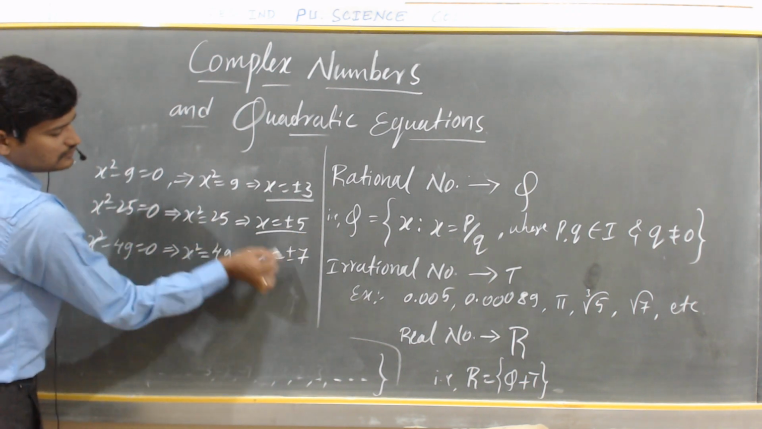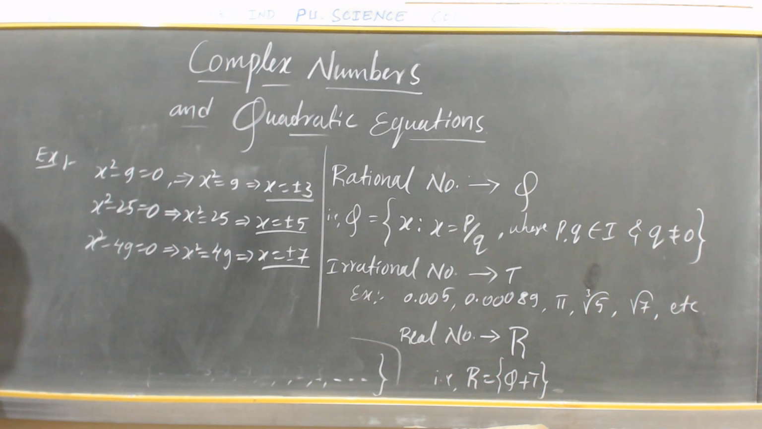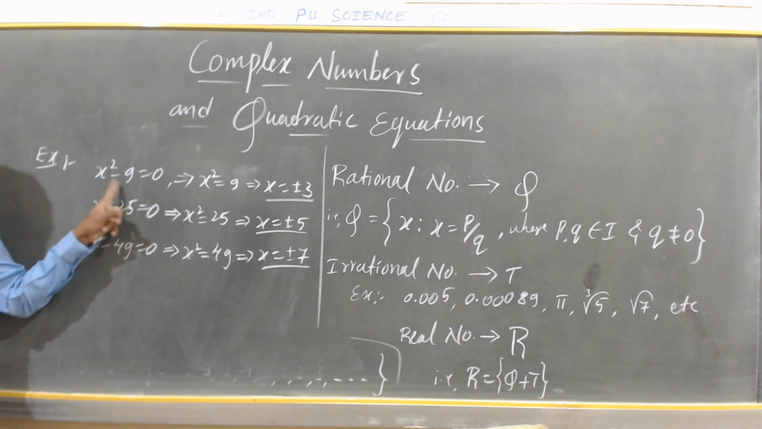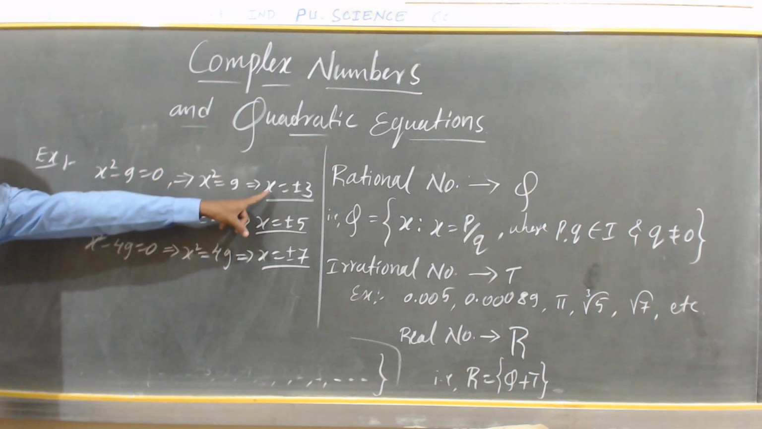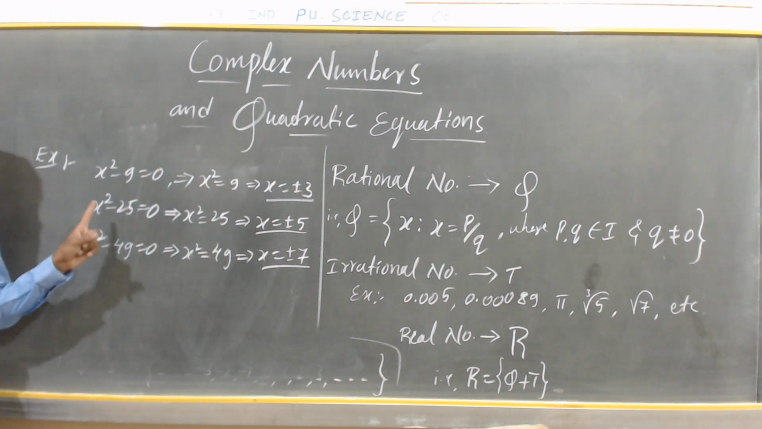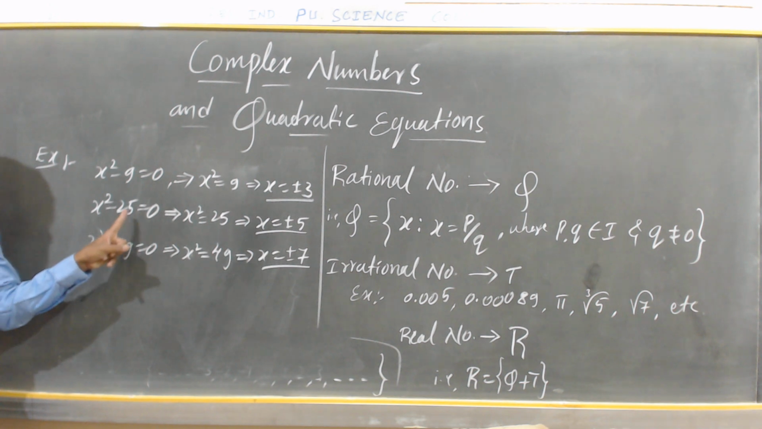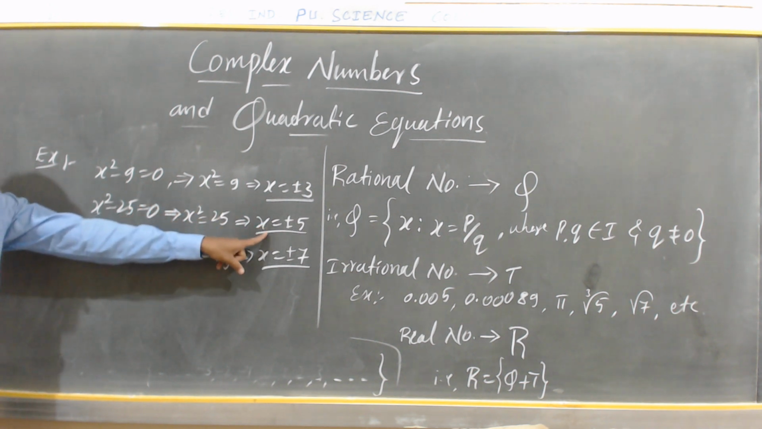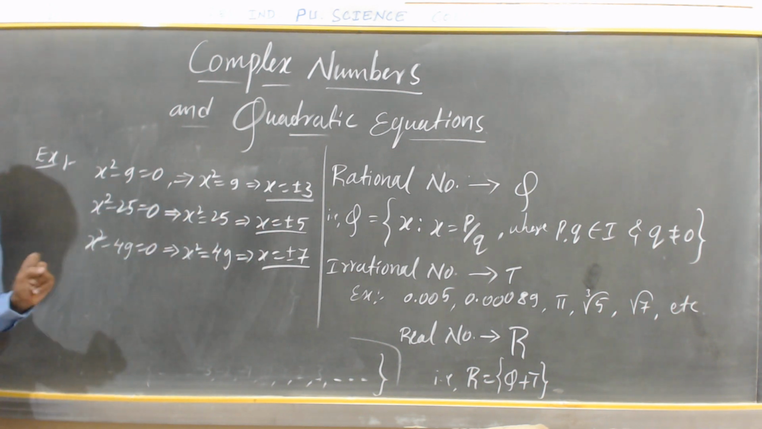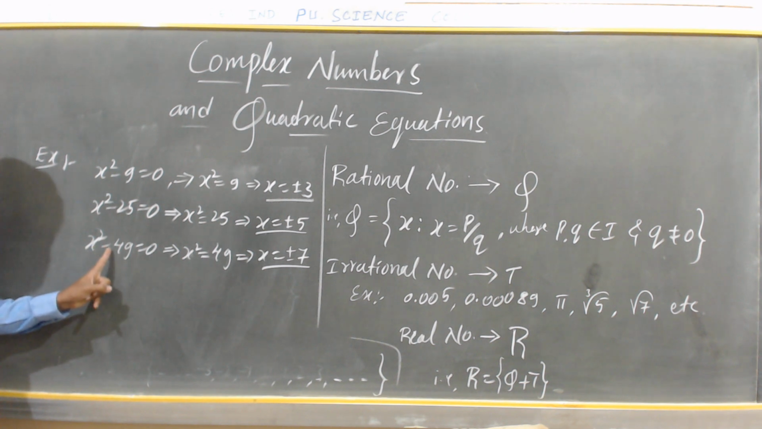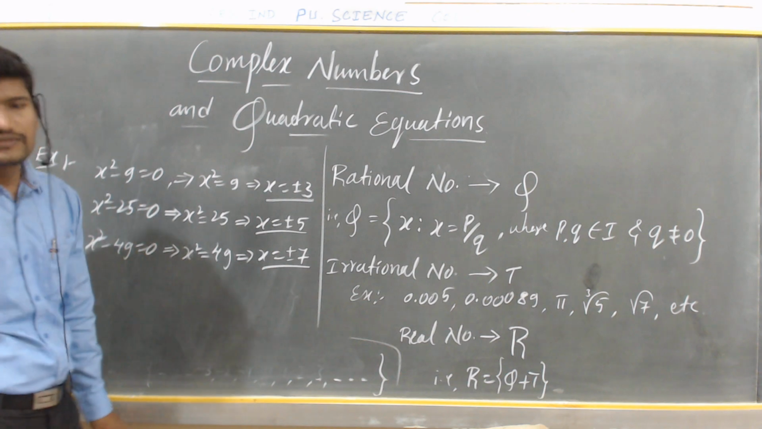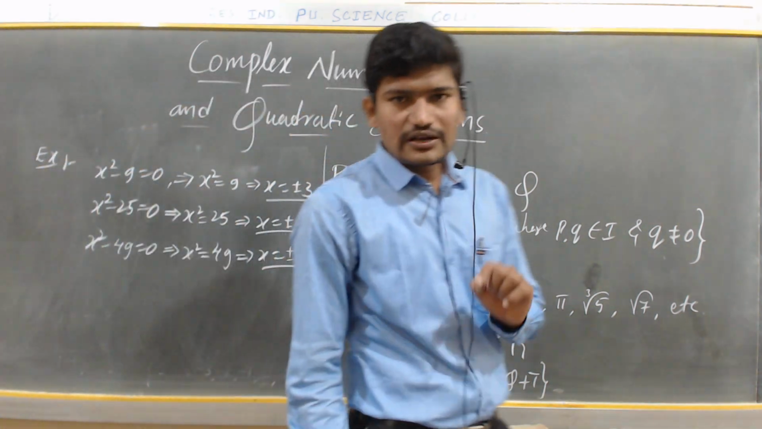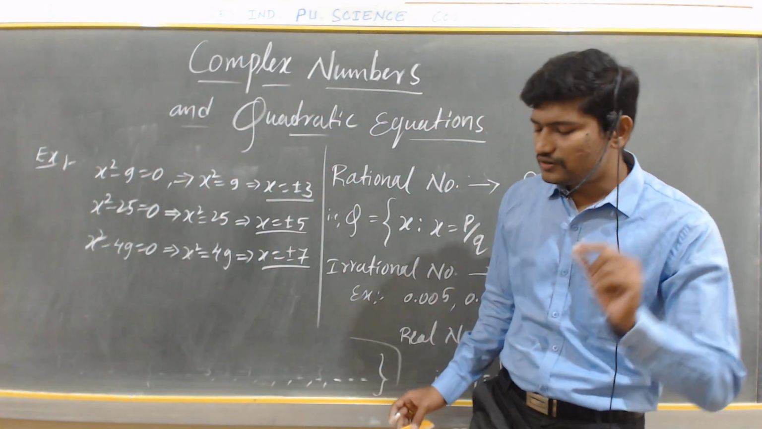Now, dear students, x square minus 9 equal to 0 means x value is plus or minus 3. X square minus 25 equal to 0 means x equals plus or minus 5. X square minus 49 equal to 0 means x value is plus or minus 7. Is it correct? Yes, 100% it is correct.